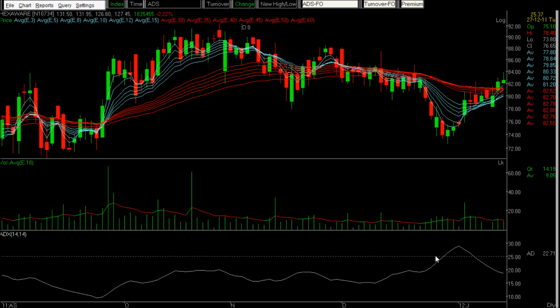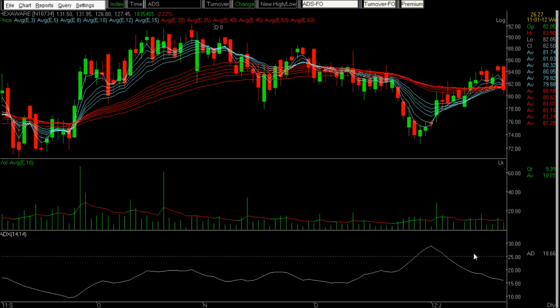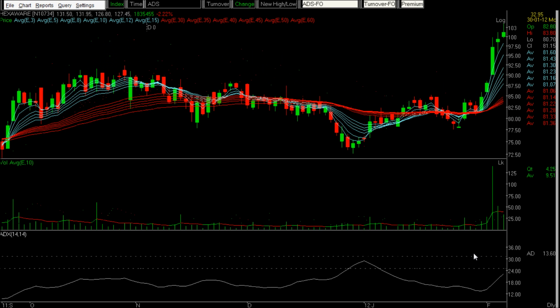I want stocks which have a high ADX reading. As you can see, ADX kept going lower, and finally after a breakout here, you can see the ADX is rising. I will still not enter Hexaware because ADX is 22, even though the stock has been going up for the last 5 days, but I can watch the stock and wait for the ADX to cross at least above 30. This is my personal choice.